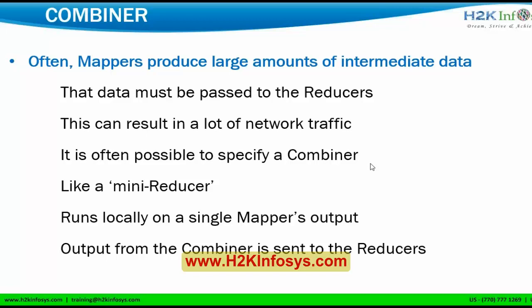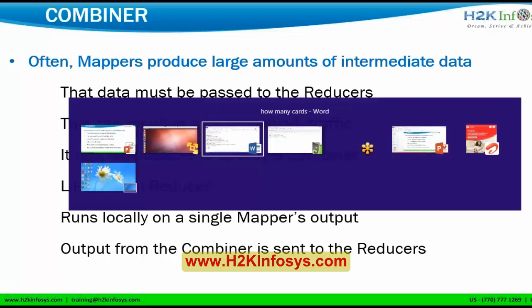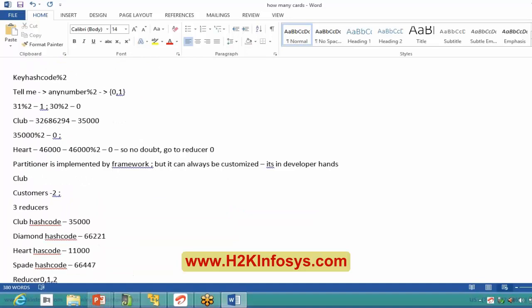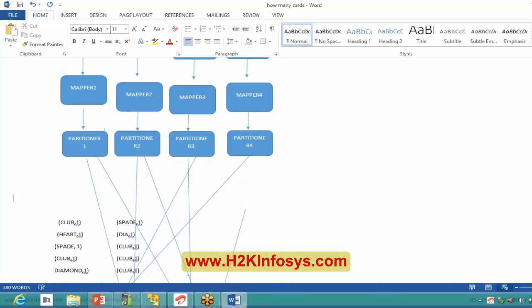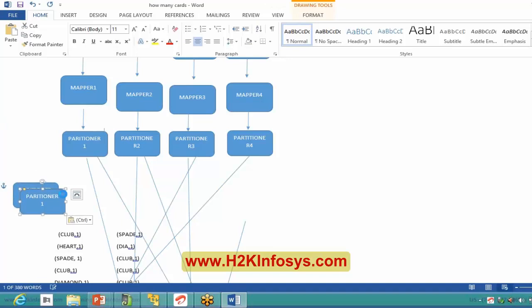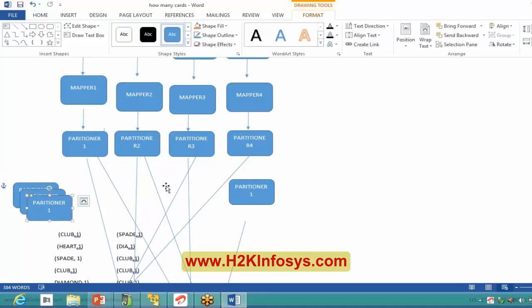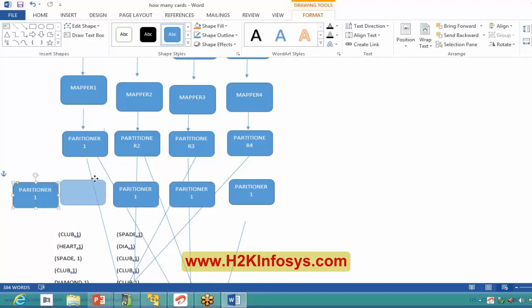So this can result in a lot of network traffic, and it is often possible to specify a combiner like a mini reducer, which runs locally on a single mapper output. So for each of the mapper outputs, I will have one more combiner. So for each mapper, I would have one more combiner.